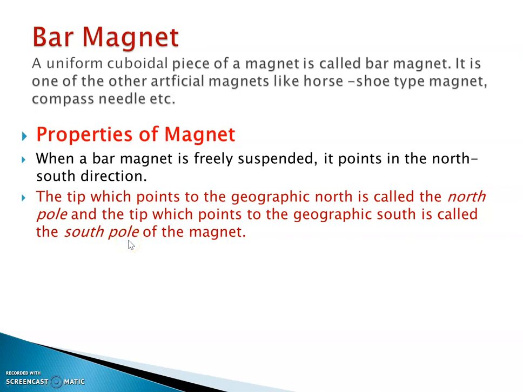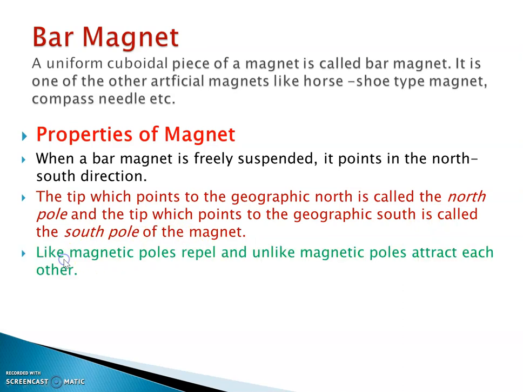The tip which points to geographical north is called the north pole of the magnet, and the tip of the magnet which points to geographical south is called the south pole of the magnet. Another property is similar poles repel each other, like north will repel north and south will repel south, and opposite poles attract each other, like south pole will attract north pole.